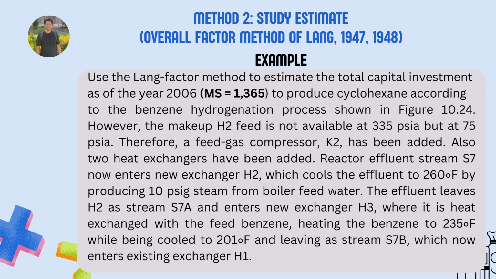Then let's continue with the second method. This is the example that we take from the textbook. The example wants to estimate the total capital investment as of the year 2006. Here we highlight the MS index for 2006, which is 1365. This MS index will be used in the Excel spreadsheet to calculate the estimated capital investment as of the year 2006.